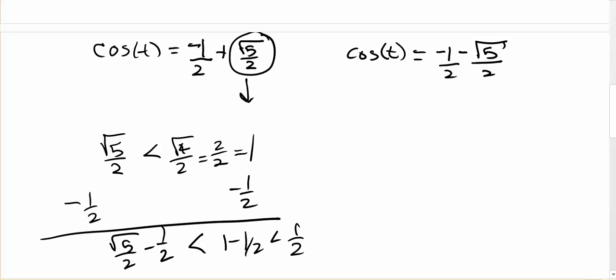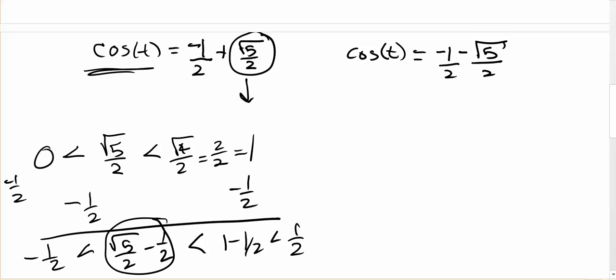Okay, and we also know that this square root of 5 over 2 is greater than 0. So we can subtract the 1/2 from that side as well, and we now know that it's greater than -1/2. So this value right here falls within the range that cosine values can output, and we can continue and find the solution for this one.